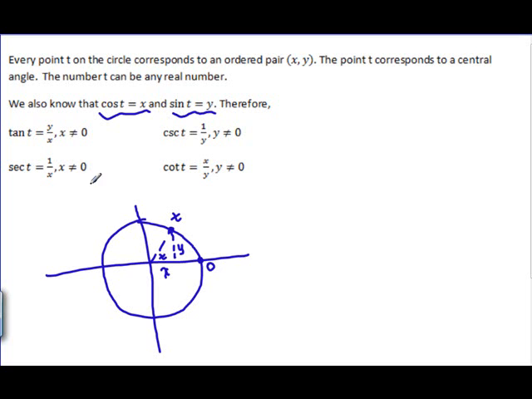So it really comes from that right triangle that we started talking about. We're not limited now to have an acute angle because T can go anywhere around the circle. So in the next video I'll show you how you can use the unit circle to evaluate the trig functions.